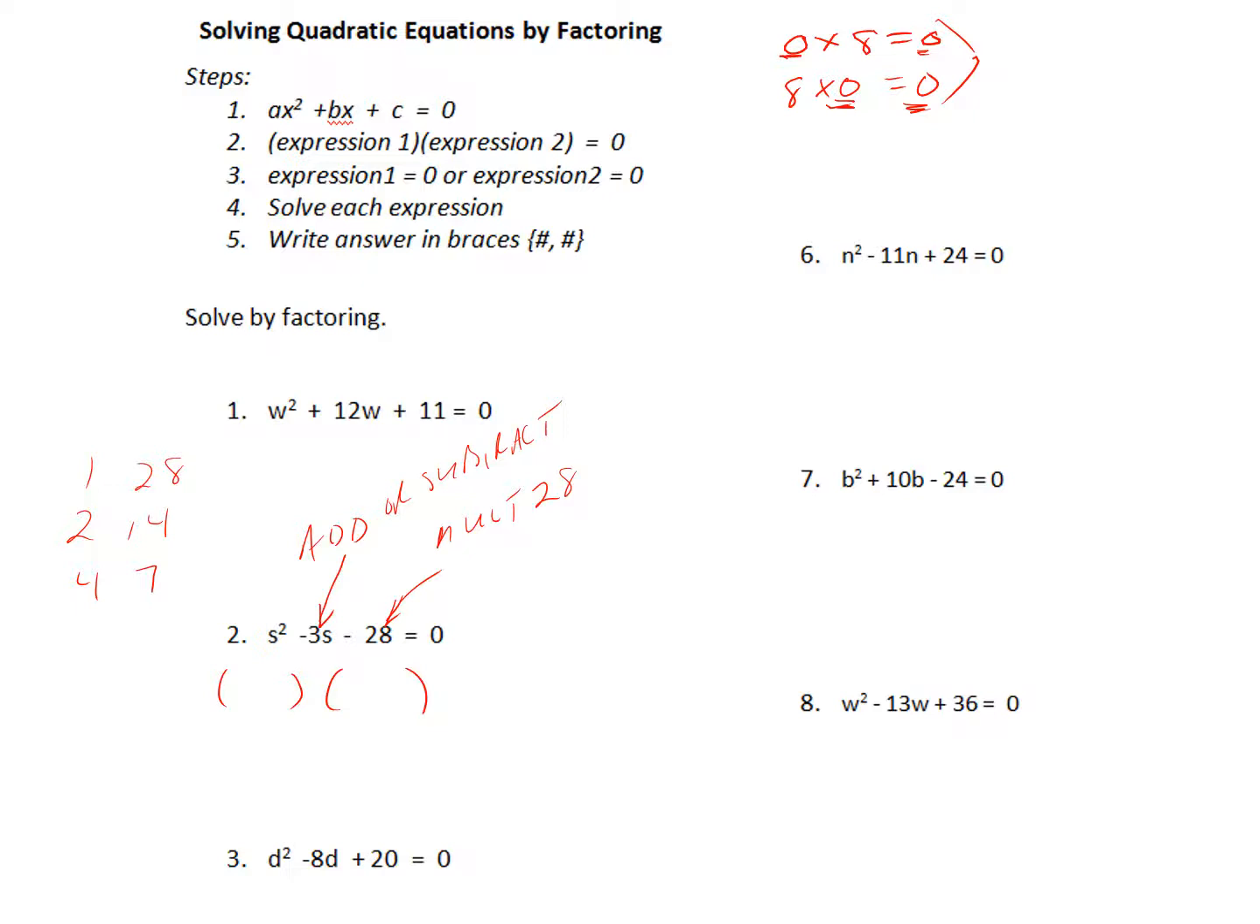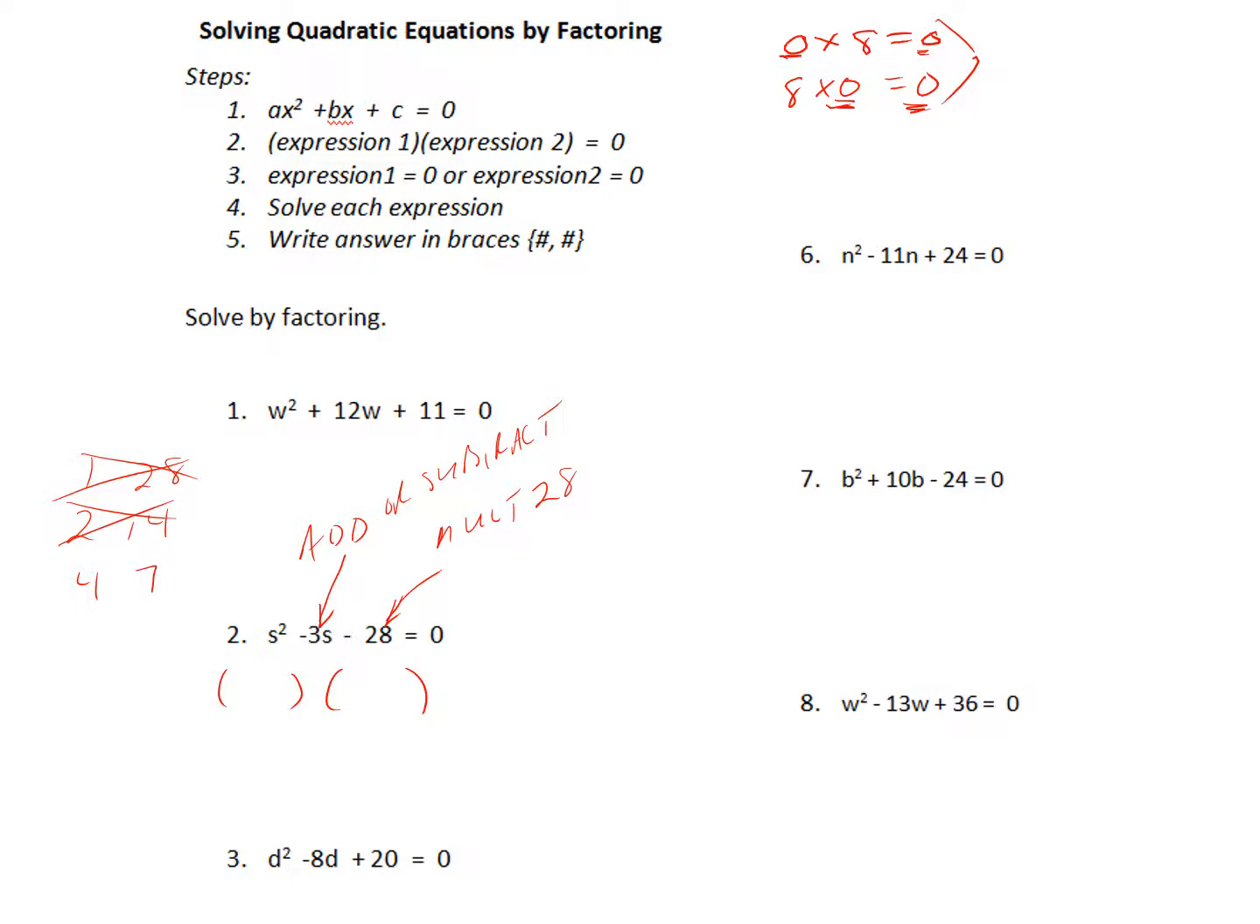Now I'm looking for two of them that if I add or subtract them, I get a -3. Well, let's see, 1 and 28, those numbers are so far apart, there's no way I'm going to get a -3 out of adding or subtracting those. So that can't be the one I want. 2 and 14, again, the same problem, right? They're too far apart. If I add, 14 and 2 is 16. If I subtract, 14 minus 2 is 12. There's no way. But the 4 and the 7, that looks interesting to me, right? 7 minus 4 is 3. So this is a real possibility.